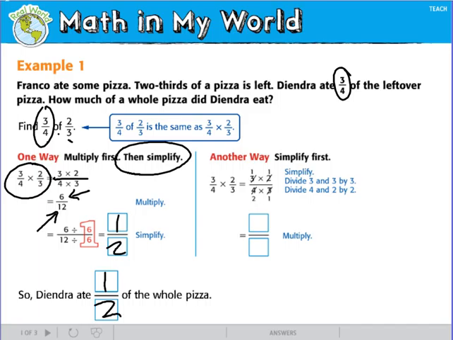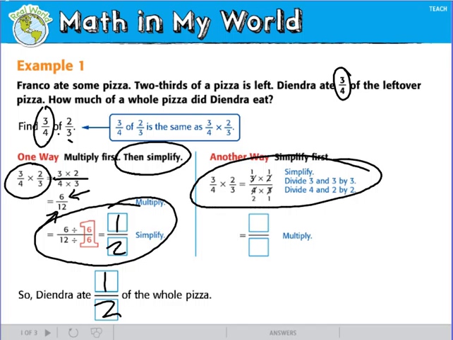Now, they want to show us something called cross canceling. If you get good at this, it makes multiplying fractions very, very easy because it gives you smaller numbers to work with and it eliminates simplifying. Okay? So, they show us it right here. The only problem with the way that they show us is that it's already done. So, let's walk through it real quick.